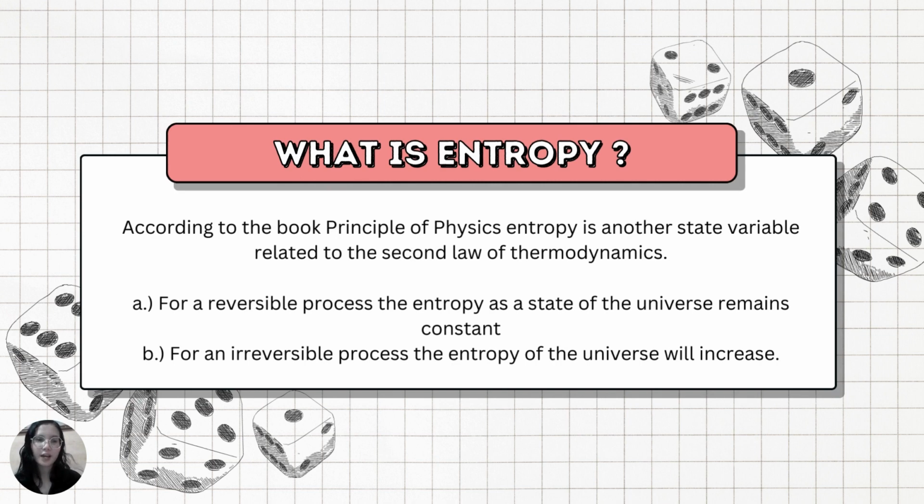First, let's define what entropy is. According to the book Principles of Physics, entropy is another state variable related to the second law of thermodynamics. For reversible processes, the entropy of the universe remains constant. But for irreversible processes, the entropy of the universe will increase.